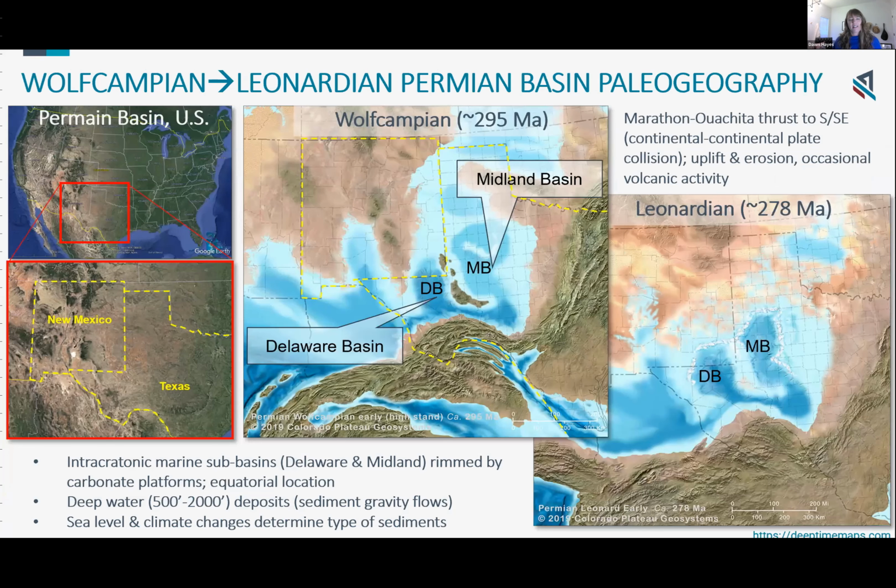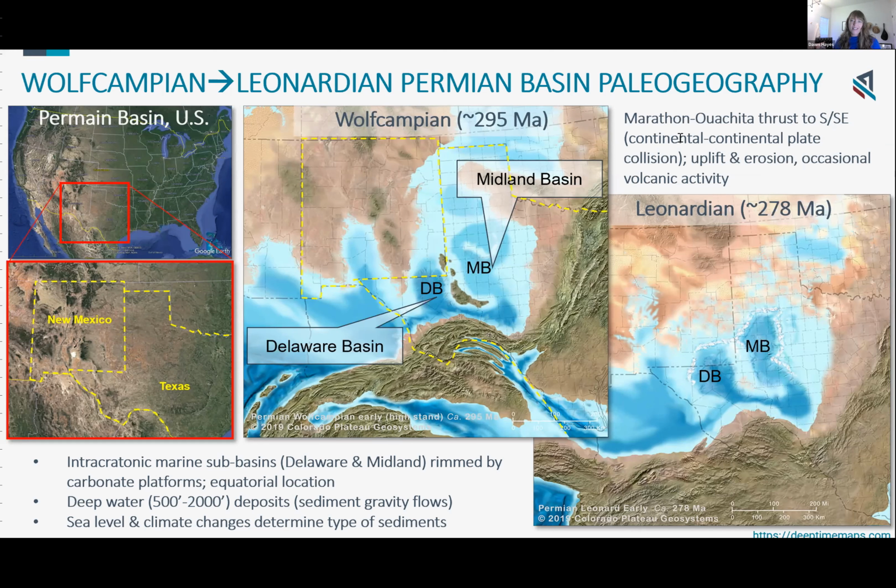So where is this? For those of you who aren't familiar with it, the Permian Basin in the US is kind of here in the southwestern to central US, in the southeastern part of New Mexico and the western part of Texas. Here's a paleogeographic figure of what that looked like earlier in the period when the Wolfcampian sediments were being deposited, and then later in the Leonardian.